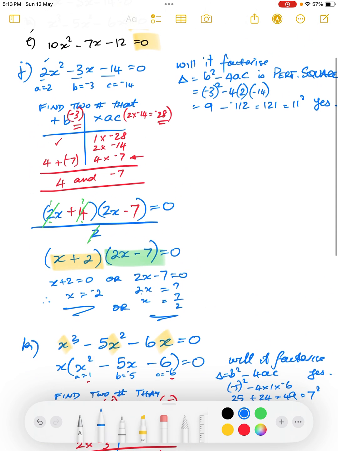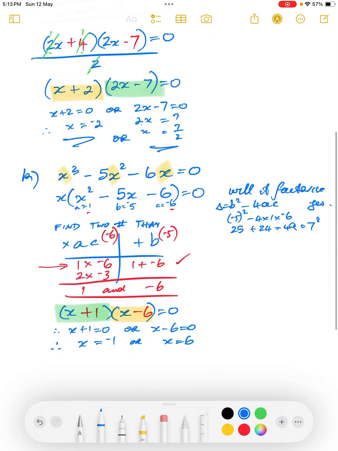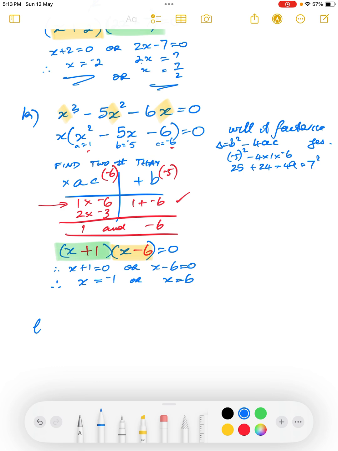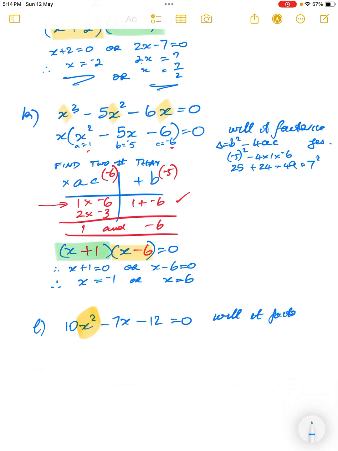And let's try for I. L. 10x squared minus 7x minus 12 equals 0. All right, like I said before, we've got a quadratic equation because we've got 10x squared. And will it factorize? I like to do the discriminant. B squared minus 4ac is a perfect square. If it's a perfect square, then it will factorize.